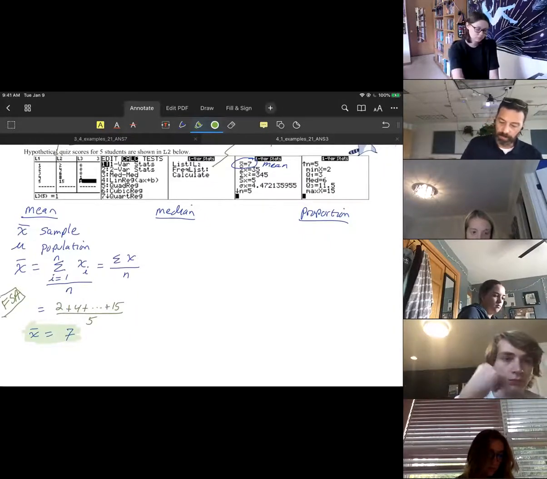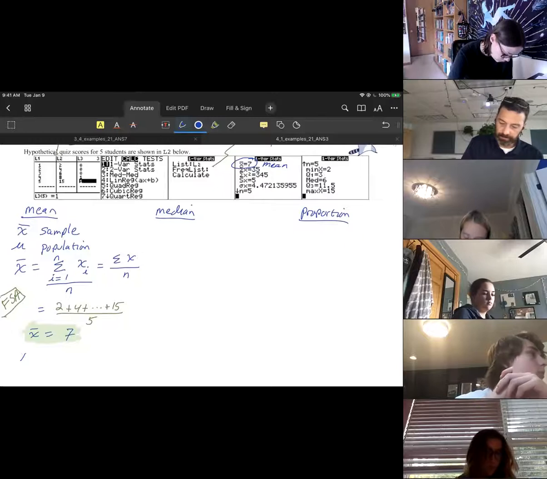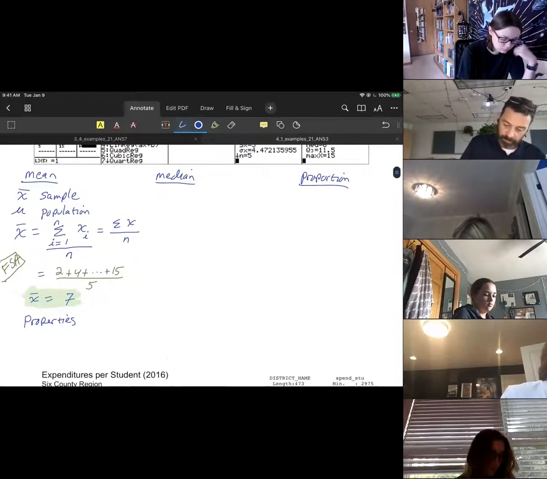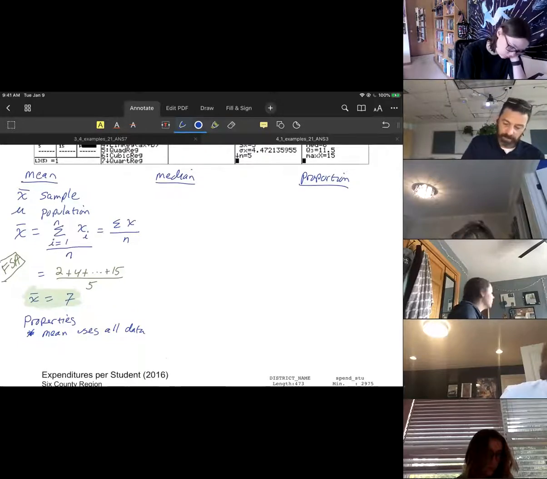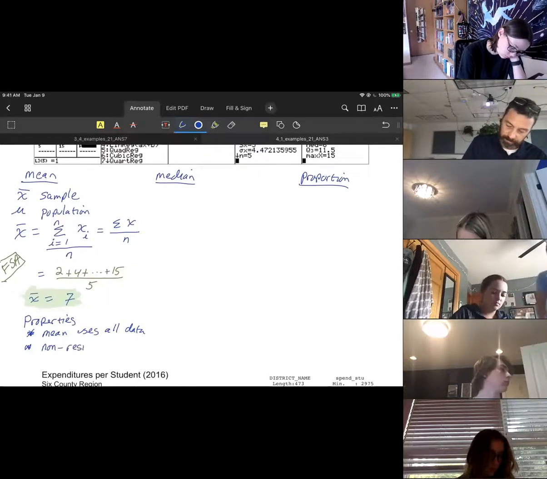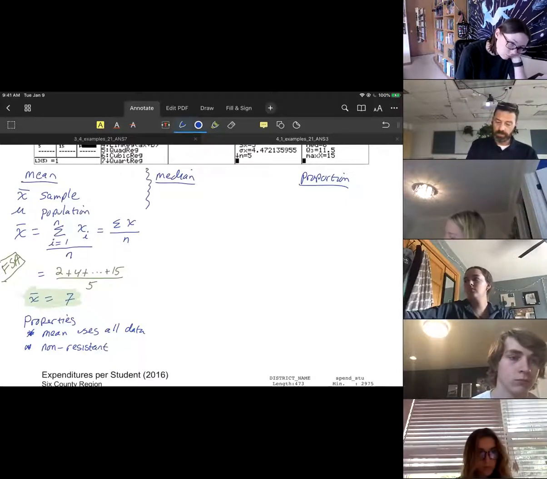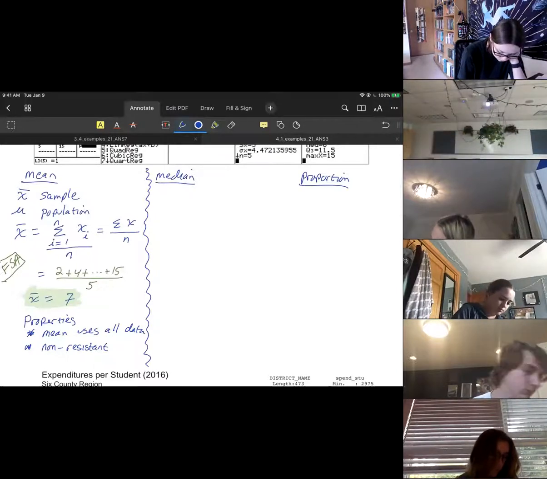Okay, so a couple properties of the mean. The mean uses all data. Okay, and the mean is non-resistant. And I will explain what non-resistant is after we study the median. All right, mean is done. You know what the average is.